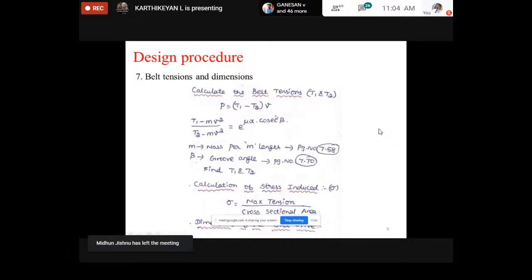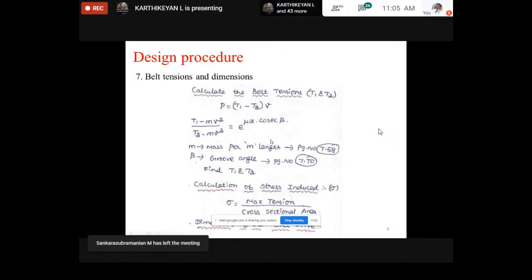If centrifugal tension is taken into account, the equation becomes (T1 minus Tc) divided by (T2 minus Tc), which is equal to e power mu alpha cosecant beta. This tension ratio is the only equation which differs from the flat belt. The other things are the same. This tension ratio is different for flat belt and V-belt. Here, m is the mass per meter length. If the density value is given, you can directly calculate it, or otherwise you can extract the mass or weight per meter length from the PSG data book, page number 7.58.